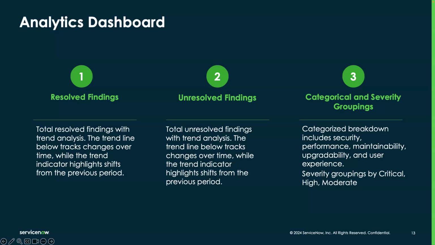And then there's also unresolved findings by category. Here, the unresolved findings are broken down into categories, helping teams prioritize and address issues efficiently. They break them down into security risks, performance issues, maintainability concerns, upgradability challenges, and user experience impacts. The categorization allows teams to focus on critical areas that need the most attention and align their efforts with business priorities.